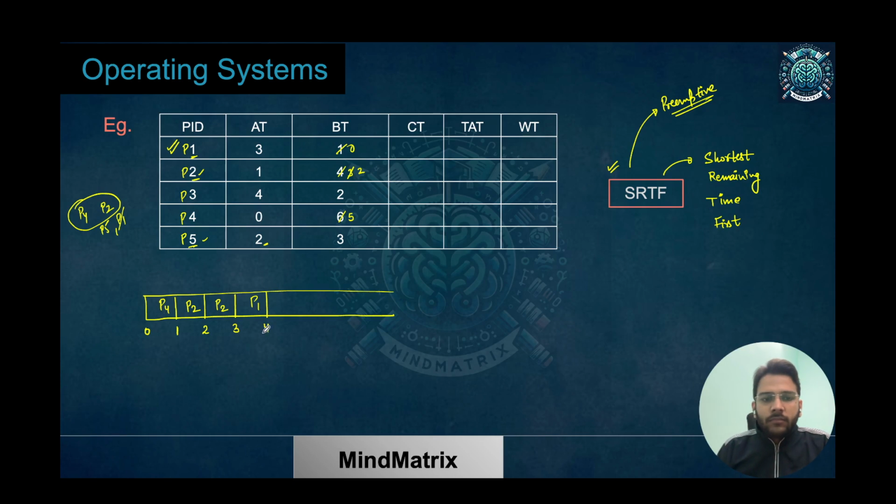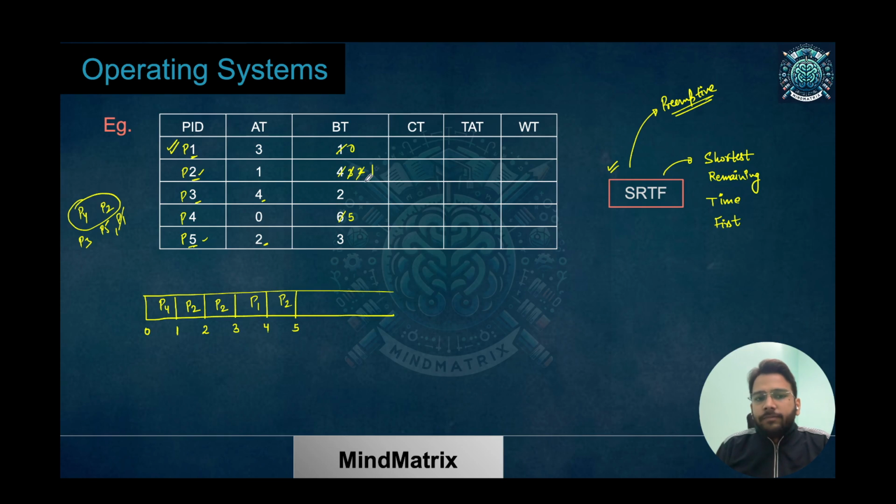Clear? Now, at 4 units of time, P3 has also arrived because the arrival time of P3 is 4. So I can write P3 here. Now, among all the processes, you need to check which one has the smaller burst time. P2 has 2, P3 also has 2, P4 5, P5 3. So P2 can be scheduled first because it has the lower process ID. Let's say for 1 unit of time I execute it, 4 plus 1, it is going to be 5. I can make it 1.